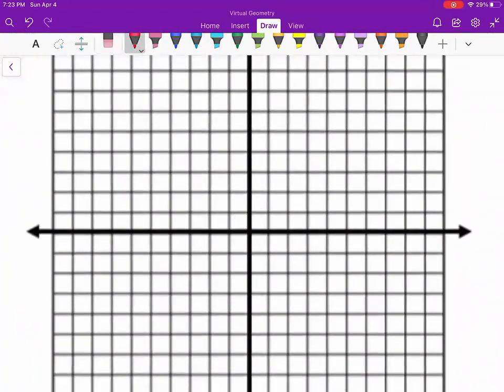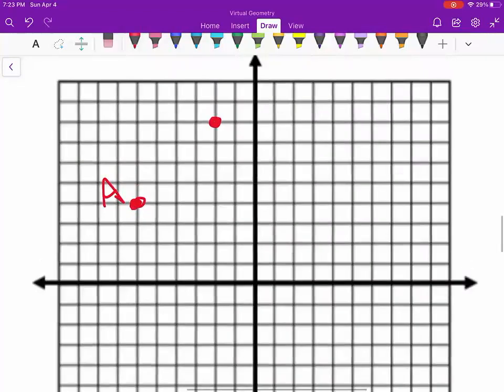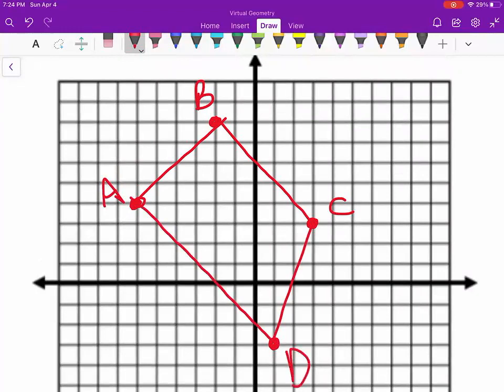So we have A at -6, 4. So there is A. B is at -2, 8. Let me move this down just a little bit. So there is B. C is at 3, 3. And D is at 1, -3. And we need to prove what this is.